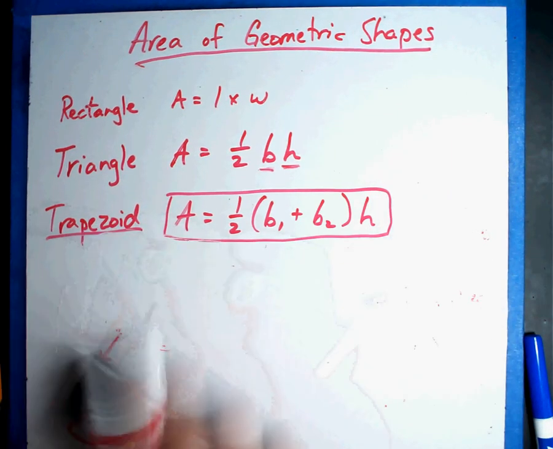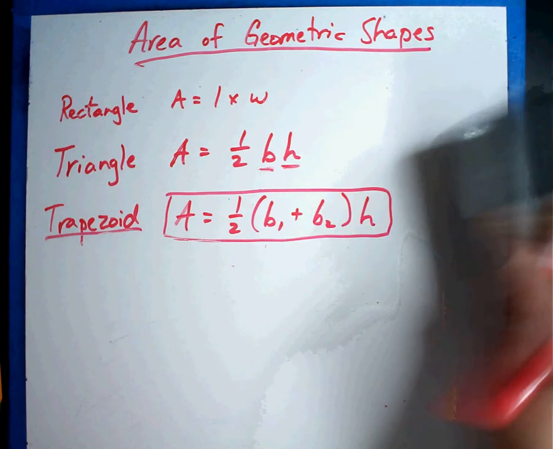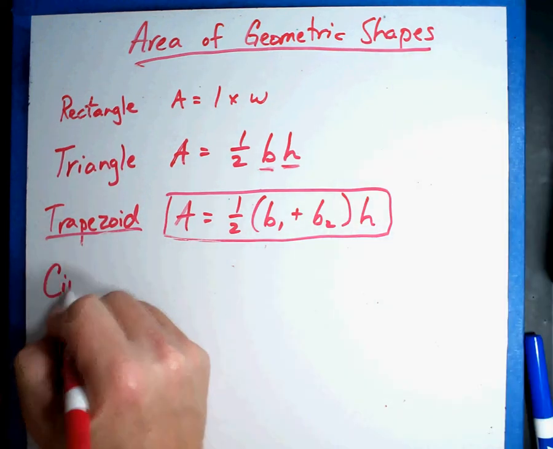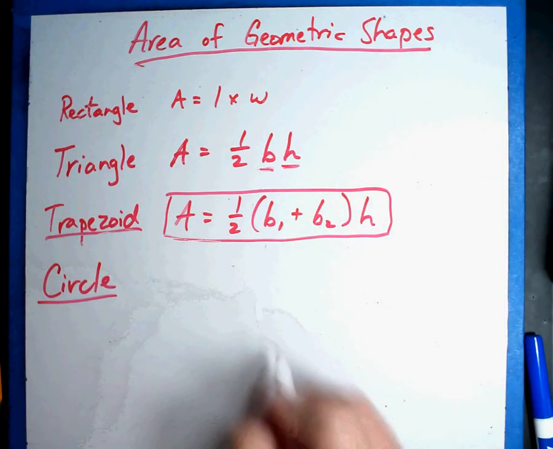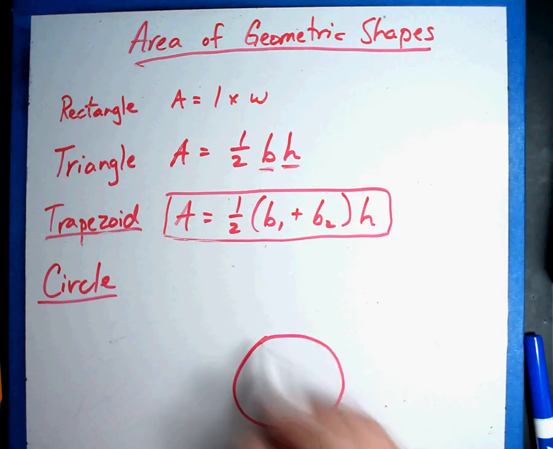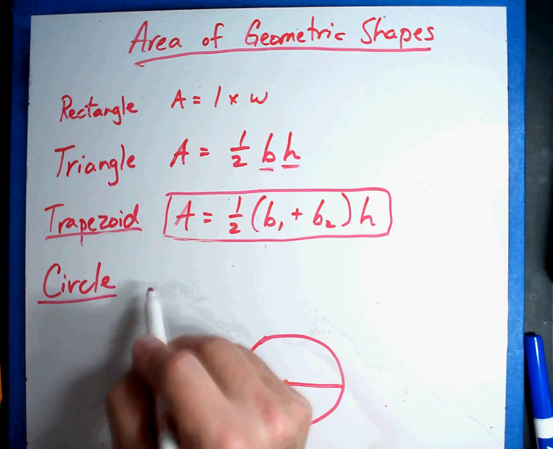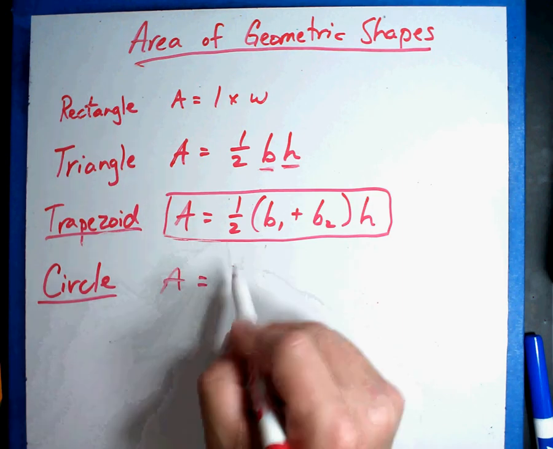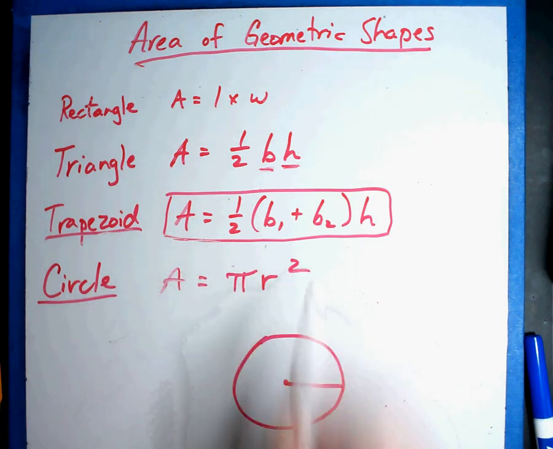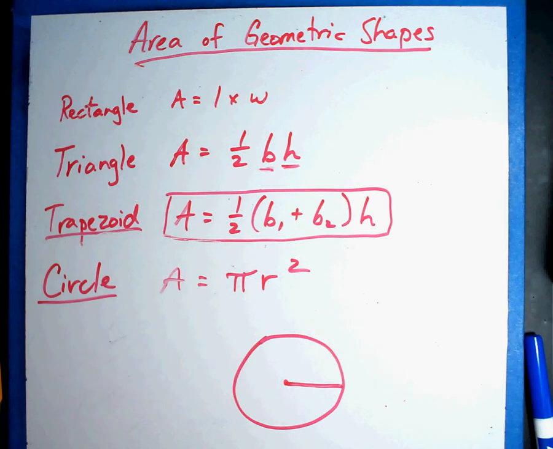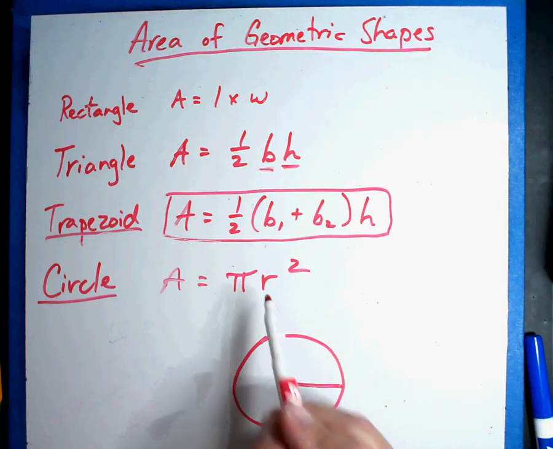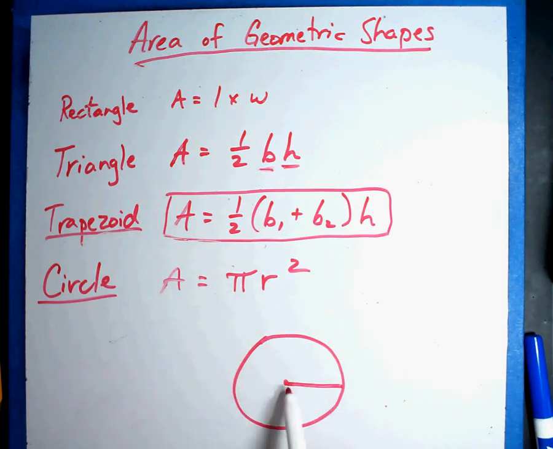I'm going to do one more formula. I'm going to do a circle just to make sure that we can do an area for all of them. Circle looks completely different. And in a circle, the area is going to be pi r squared. Pi r squared. And so r stands for the radius. Radius is from the middle to the outside of the circle.